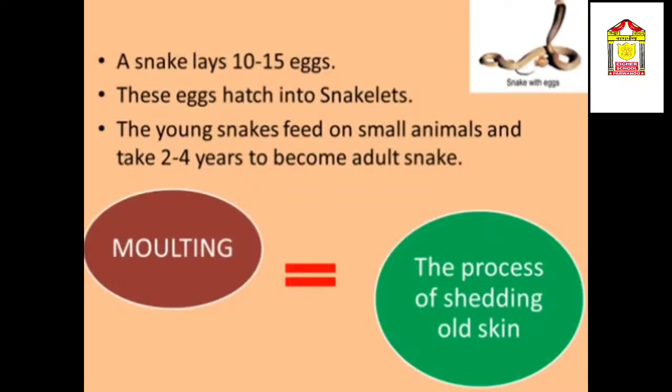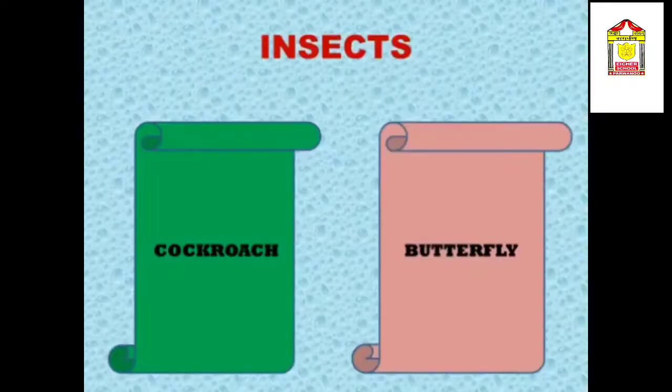In the life cycle of a snake, there is a process of shedding of old skin. This process is called molting. The shedding of old skin is called molting. So the snakelet sheds its old skin and converts into an adult snake by the process of molting, and a new skin develops on its body.